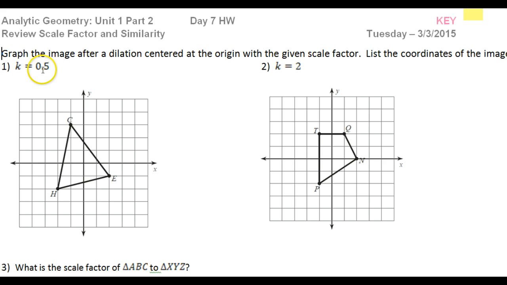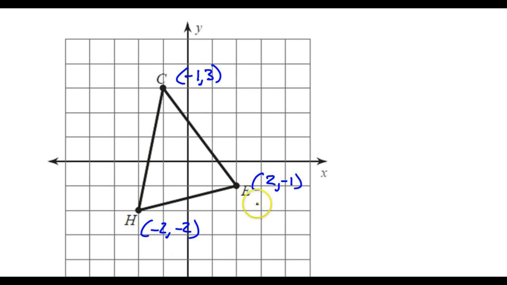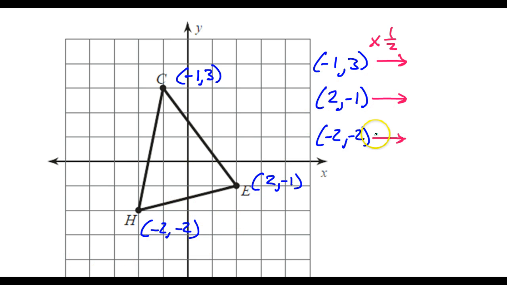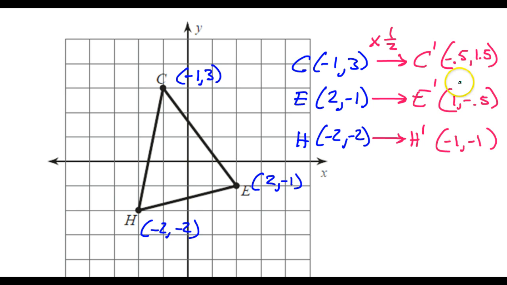Okay, so you see that the scale factor is 0.5. Do you understand that 0.5 is the same thing as 1/2? Okay, so everything should be getting 1/2 as big. So these are the original coordinates of the vertices. We could get the new coordinates by multiplying each of these by 1/2. So these would be the coordinates of the new vertices after this dilation.